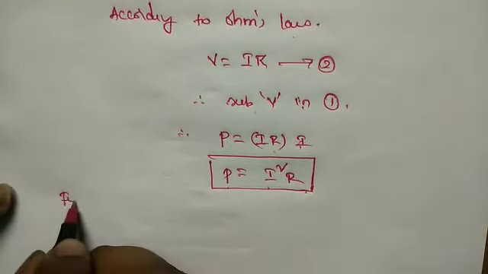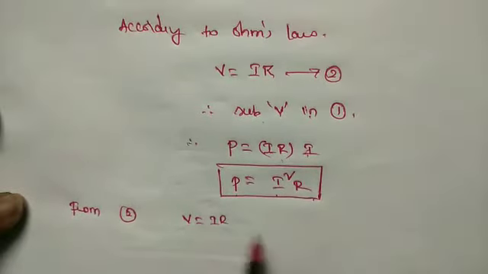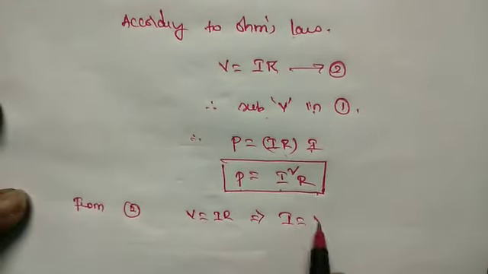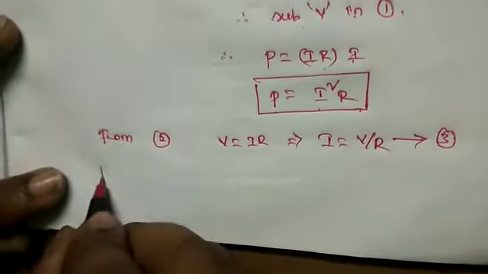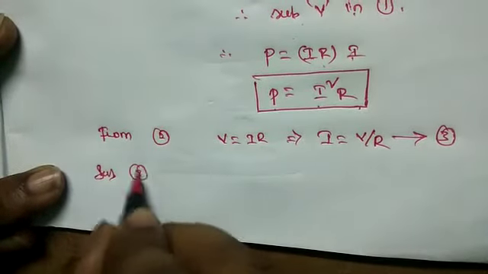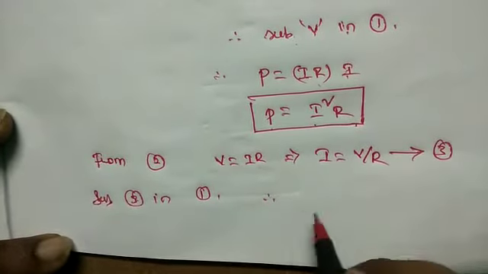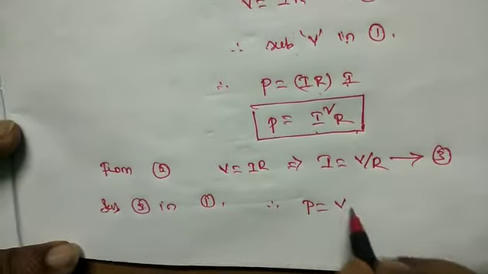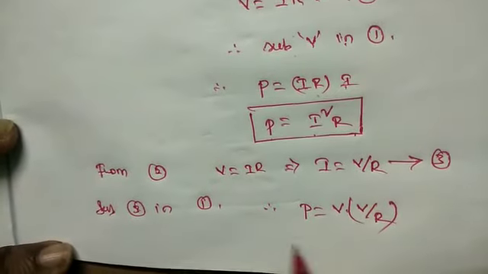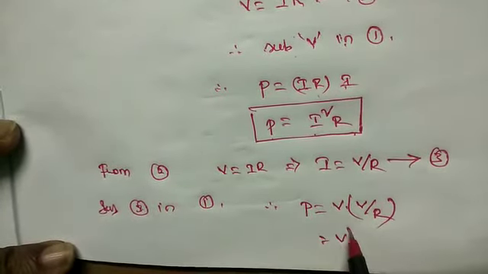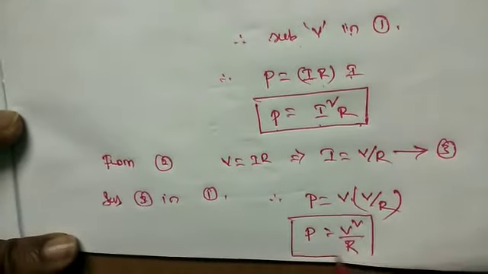From equation 2, V is equal to IR, which implies I is equal to V by R. This is equation 3. Substituting the third equation in 1, P is equal to V into V by R. V into V is V square, so P is equal to V square by R.